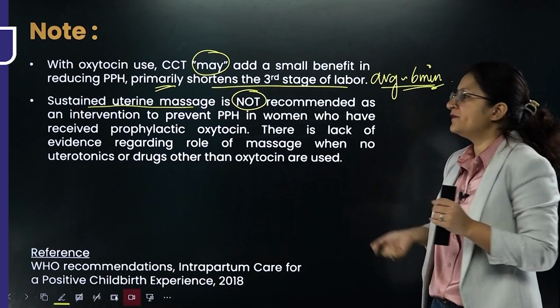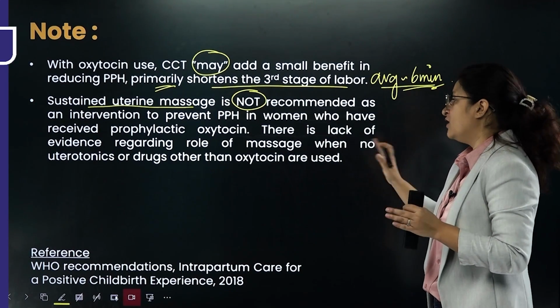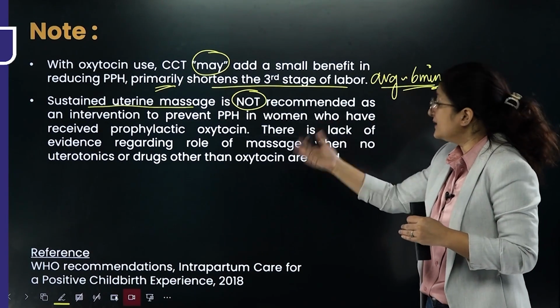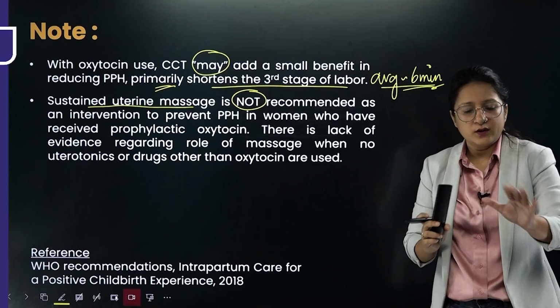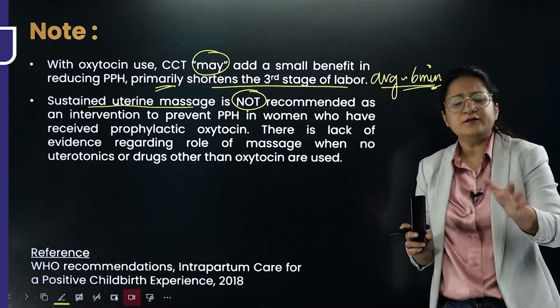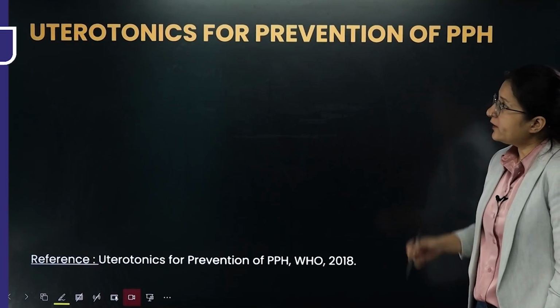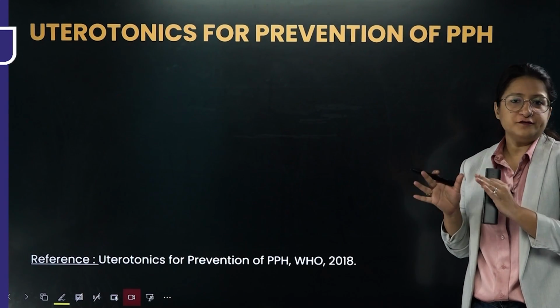See, there is lack of evidence regarding the role of massage when no uterotonic drugs are given, or let's say drugs other than oxytocin are used. So actually, intermittent uterine tone assessment is good enough to see if the uterus is contracting or not. Now, moving on, let's talk about the use of uterotonics for prevention of PPH.